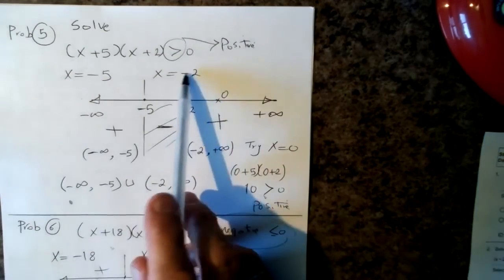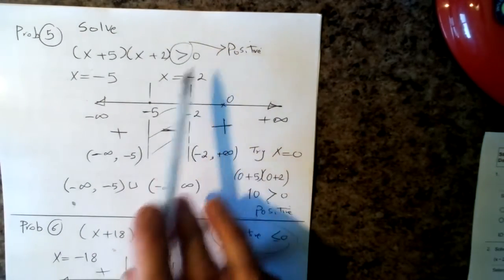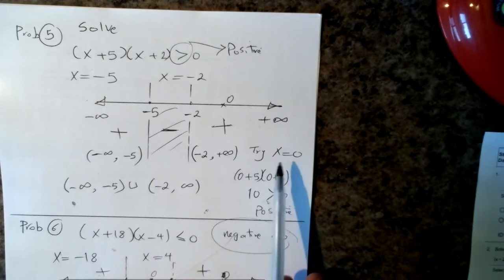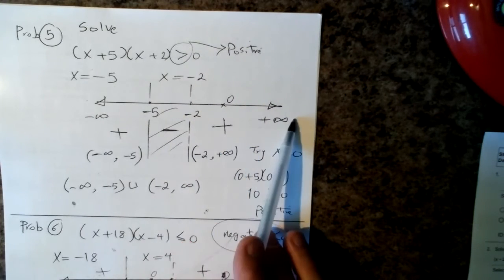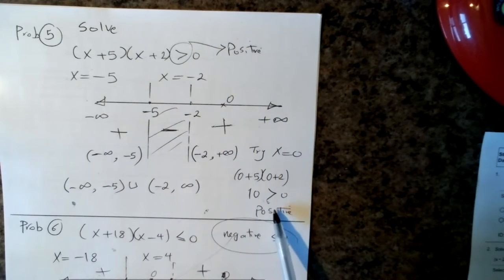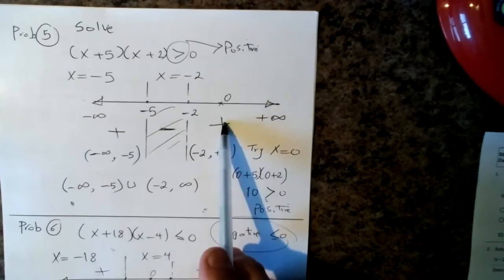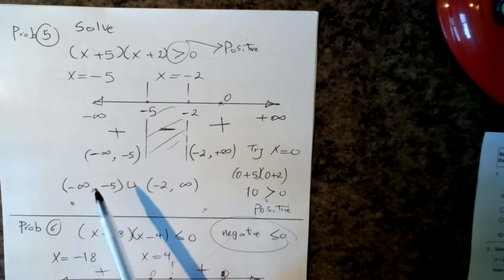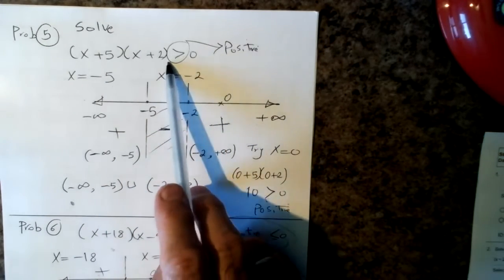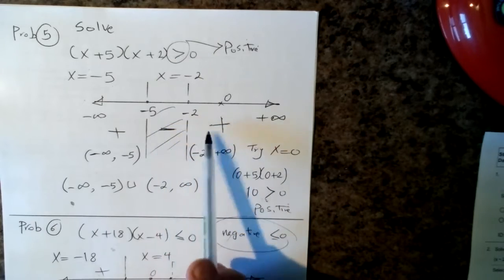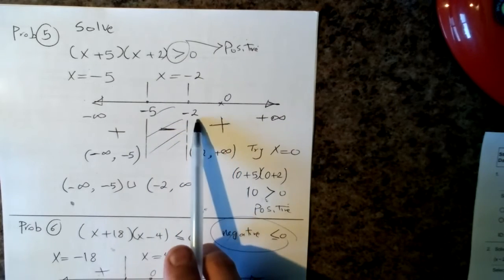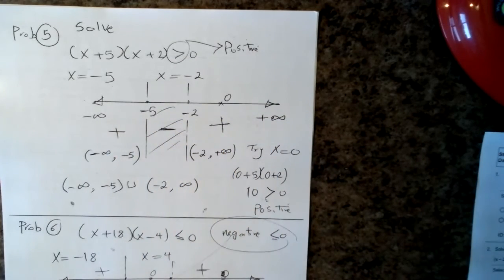Same thing here. I want all the numbers which are positive. I'll pick a number between minus 2 and infinity, like a 0. 0 would make it 10, positive. So this is positive, negative, positive. We are looking for positive numbers. We don't want this. So all the numbers are between these two and that.